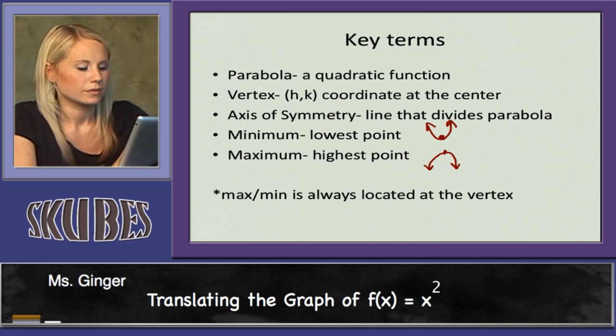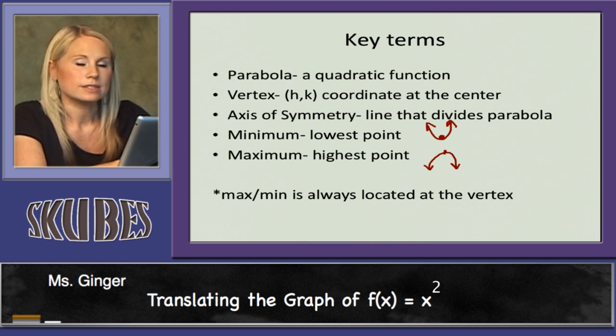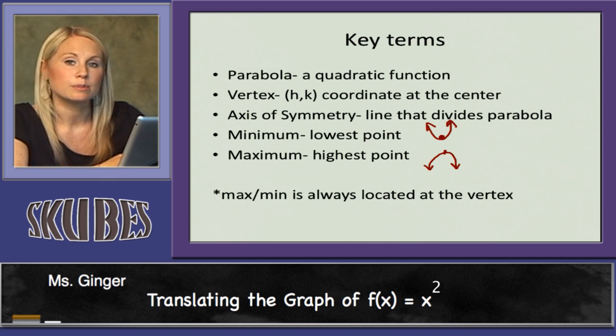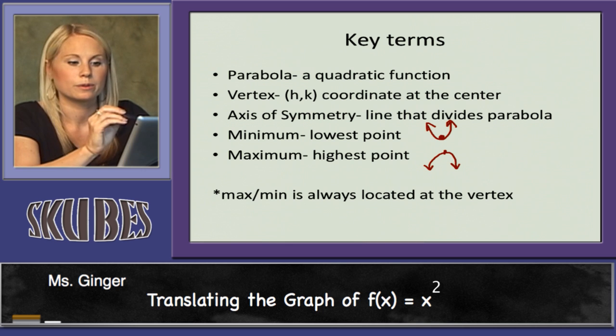and then continues to go back down. One thing about these 2 points, the minimum and the maximum, is that they should be located at the vertex. And another special thing about that place is that's where the axis of symmetry should always fall as well.